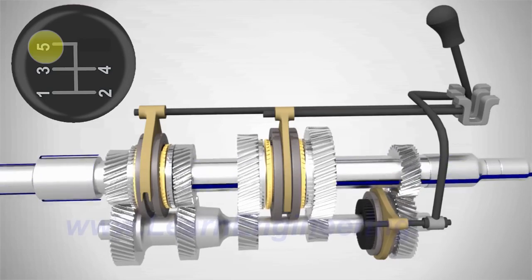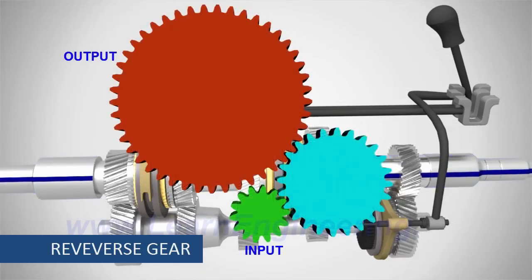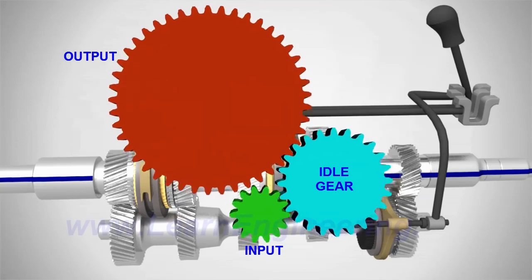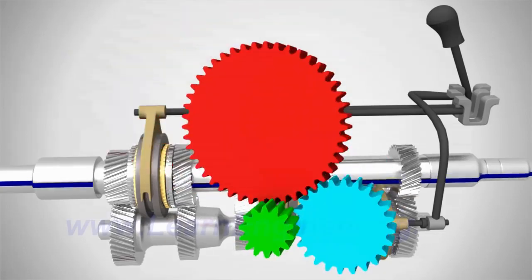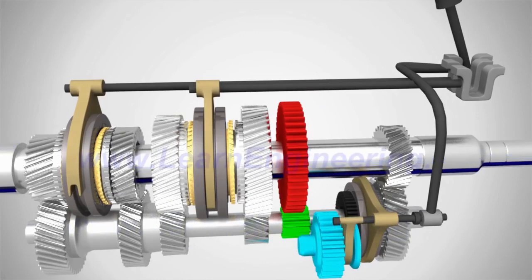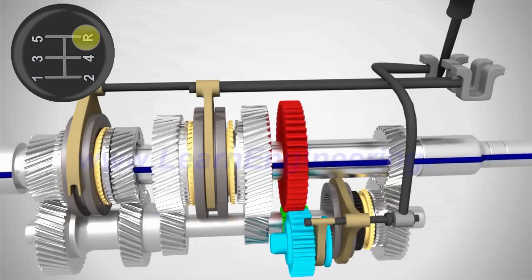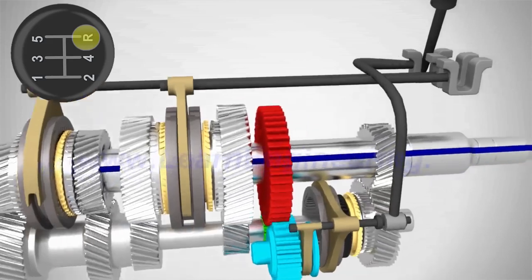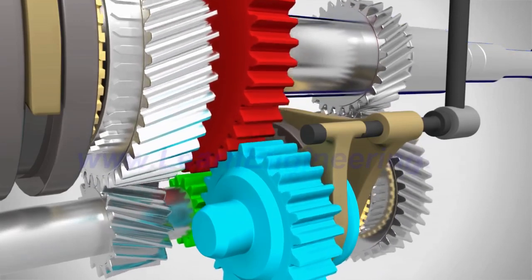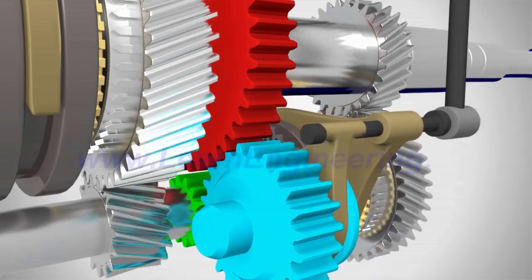Now let's see how the reverse gear works. The reverse gear uses a 3-gear arrangement, as shown. Out of those, one is the idle gear. When the idle gear is pushed and connected to the other 2 gears, the output shaft will turn in the reverse direction. Please note here that the reverse gear does not have a synchronizer ring mechanism. This means that the gearbox rotation has to stop completely before applying the reverse gear.